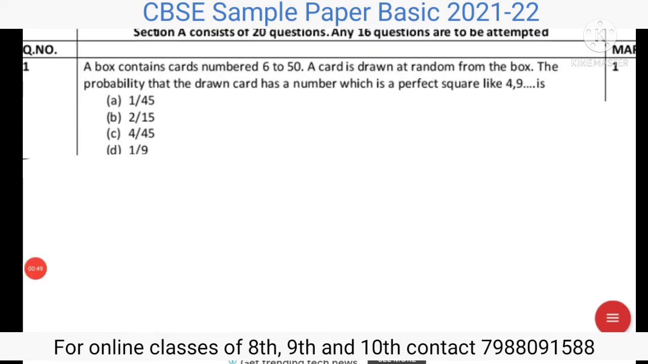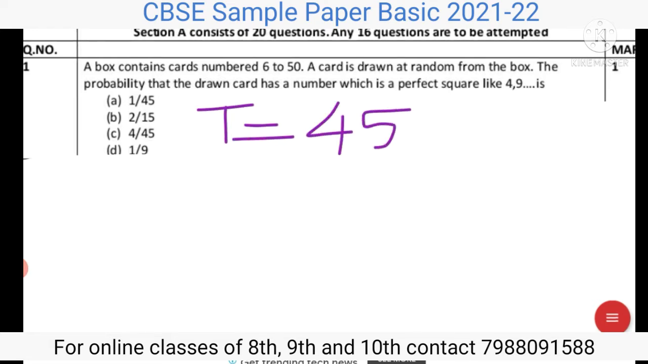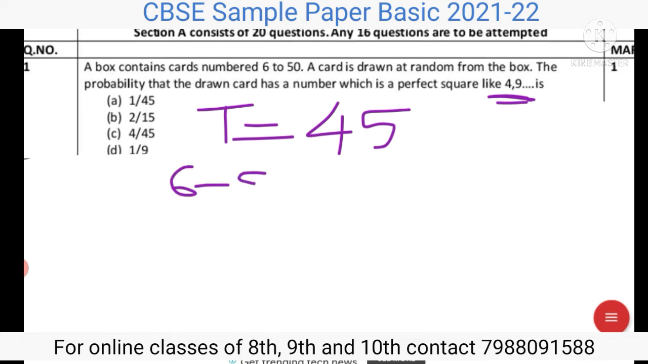First question says that in the box there are numbers from 6 to 50, so the total number of cases becomes 45. A card is drawn at random. Find the probability of a perfect square like 4, 9, etc. Now here they have given this 4 to confuse you. But 4 is not a part of the numbers because numbers are from 6 to 50.